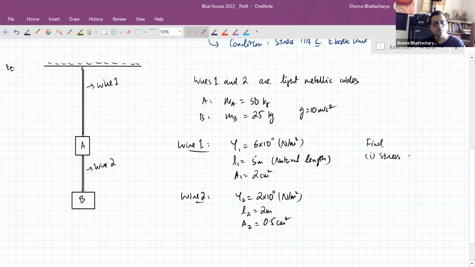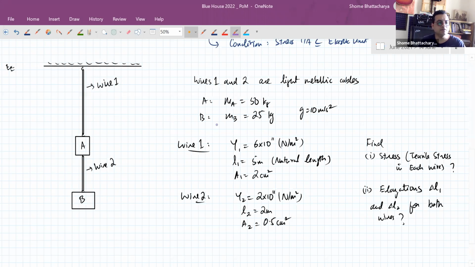the stress, that is the tensile stress in each wire. And we have to also find the elongation, delta L1, let's say, and delta L2 for both wires. Okay. So these lengths that are given to us, L1 and L2, they are the natural lengths.